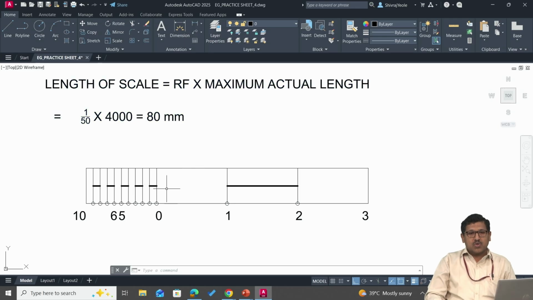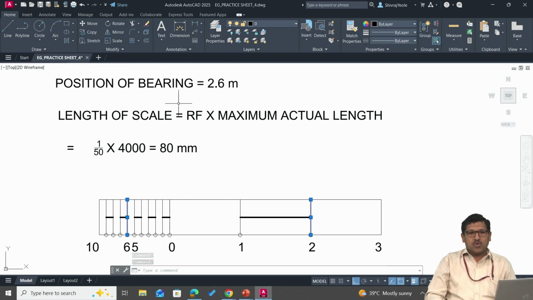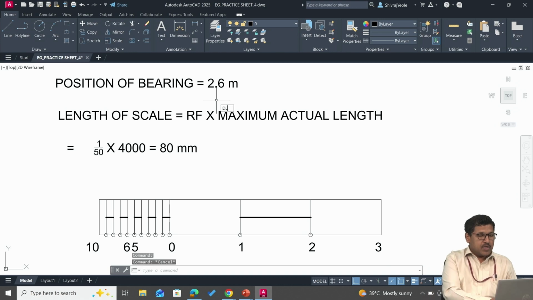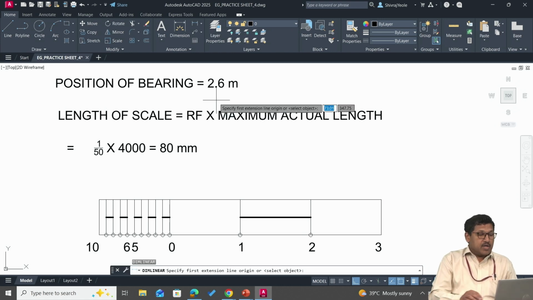So the main division should be counted on the right side of 0 and the subdivision should be counted on the left side of 0. So 2 meters is the main division. So we need to count 0, 1, 2. So up to here it is 2 meters, and the sixth line over here indicates 0.6 meters. So the distance between these two lines is nothing but the position of bearing, which is at a distance of 2.6 meters. So now we'll make use of dim linear command.